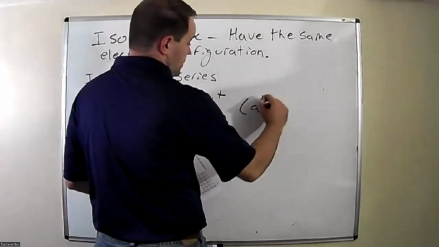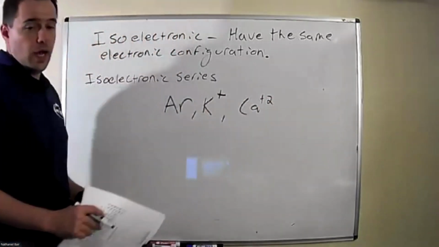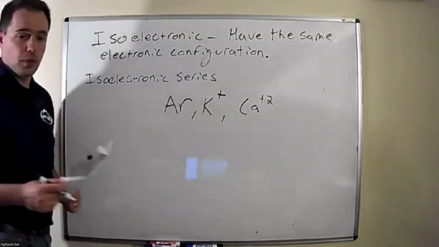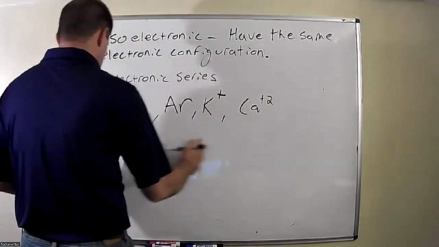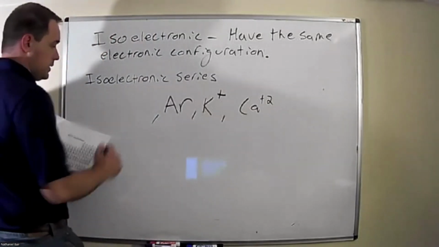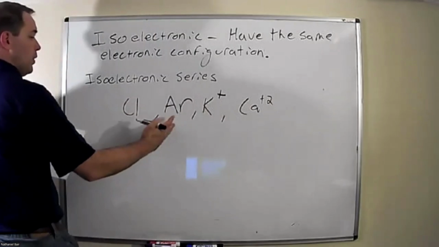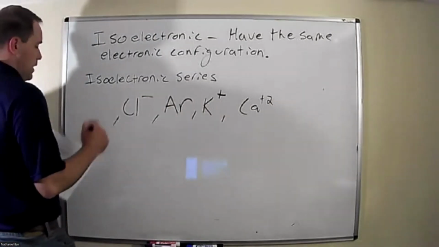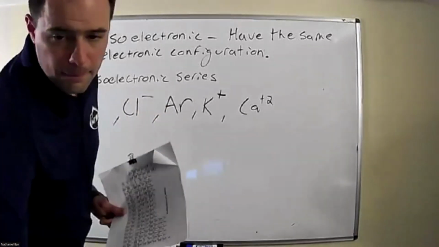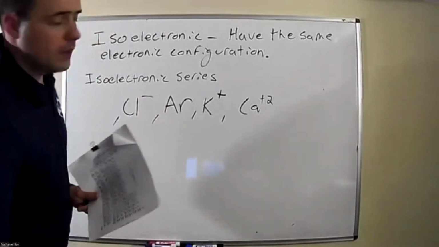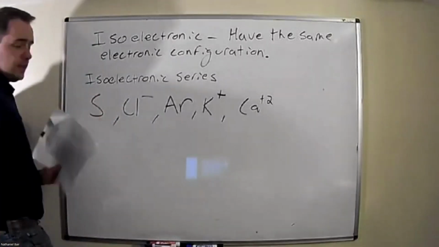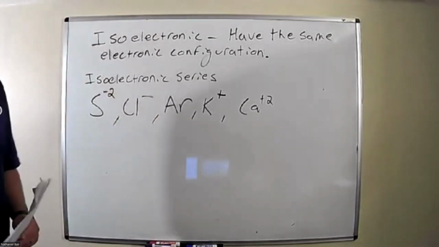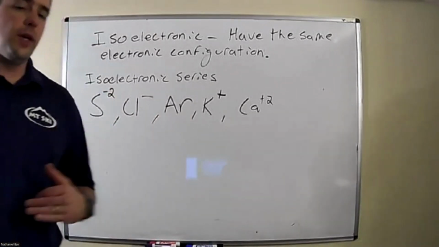And then calcium +2. Calcium is an argon 4s2. Take 2 of its electrons. Calcium +2 is isoelectronic with argon. What else we got? We can go the other direction if you're looking at a periodic table. Chlorine is right before argon. Give it an extra electron, make it chloride. Now you're isoelectronic with argon. We can go one back. Sulfur, 16 electrons. We need 2 more to look like argon. The sulfide, S 2- ion, would be isoelectronic with argon.